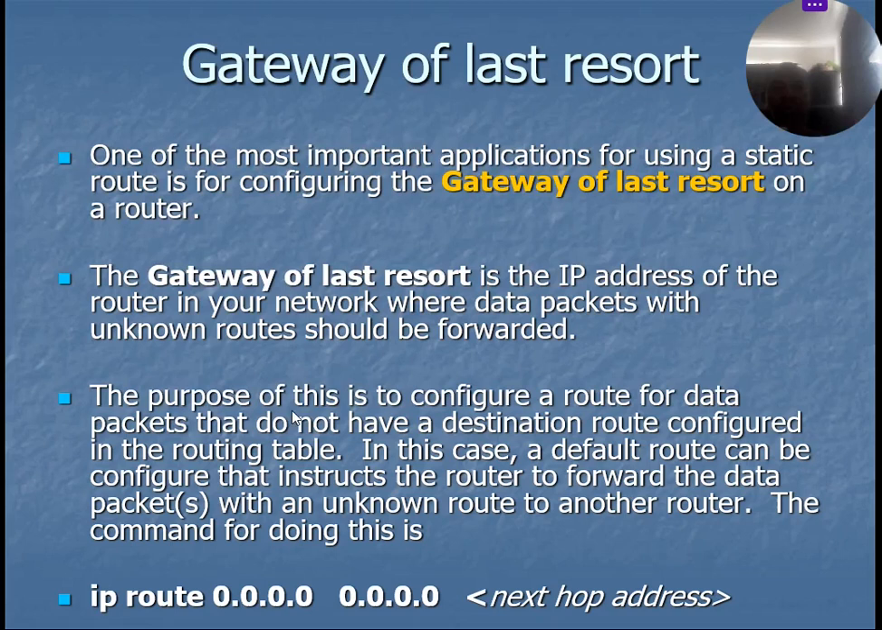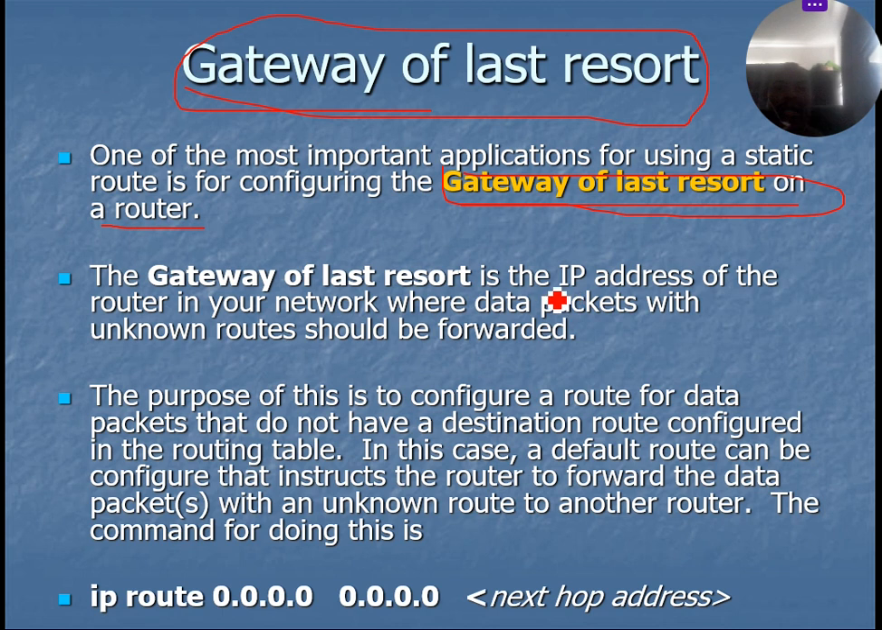Now the gateway of last resort, the one we said was not configured. Now let's take a look. What is it used for? Why do we need the gateway of last resort? It's very important to configure it. One of the most important applications for using a static route is for configuring the gateway of last resort on a router. We normally use the static route to configure the gateway of last resort. The gateway of last resort is the IP address of the router in your network where data packets with unknown routes should be forwarded.